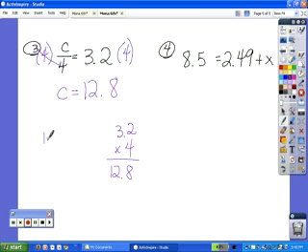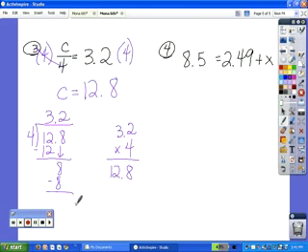To check, we would put 12 8/10 in for c and divide by 4. And that should give us 3 2/10. Did the steps a little out of order there.